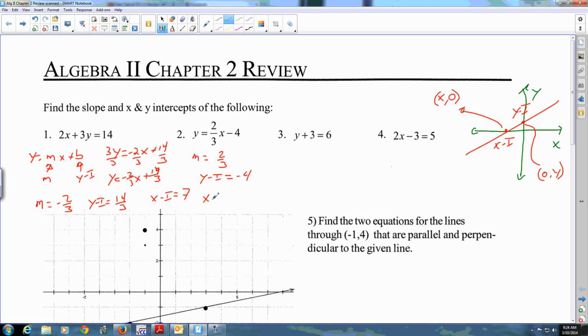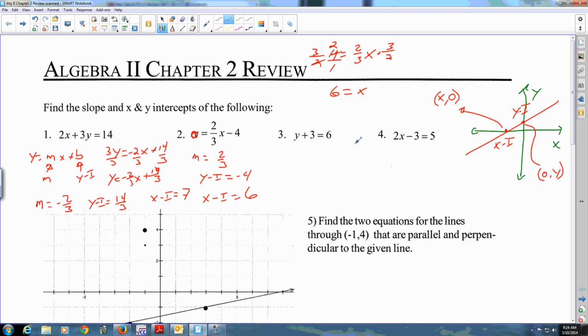So when I want the x-intercept, I let the y be 0. I got to do a little work. I got to add the 4 over. Now I need to get rid of the 2/3, so I'm going to multiply by 3/2. The 2 reduces and leaves you 6. So your x-intercept is 6.